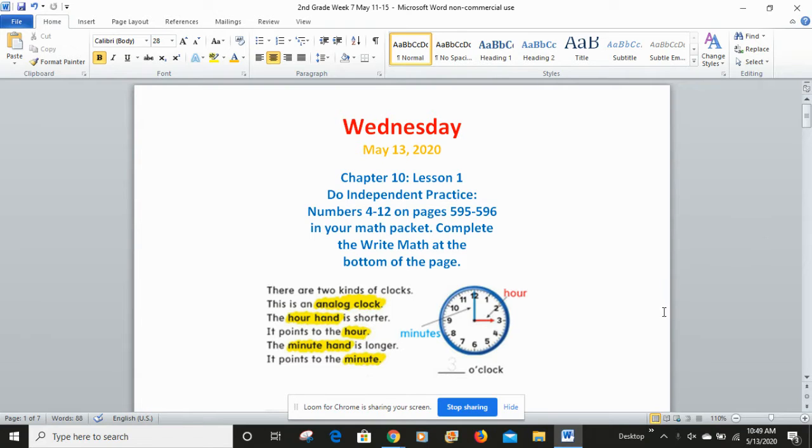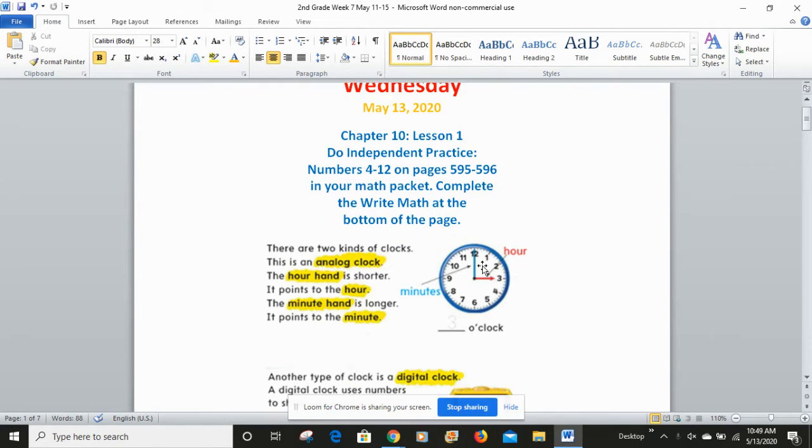So yesterday we were talking about two different kinds of clocks, and the first type is the one we have around school quite a bit. It's the analog clock. On the analog clock, it has an hour hand that is shorter, and it points to the hour, and it has a minute hand that is longer, and it points to the minutes. And as long as the minute hand is pointing straight up, right at the 12, then we say the clock is on the hour, and so we can just read the short hand and see that it is 3 o'clock.